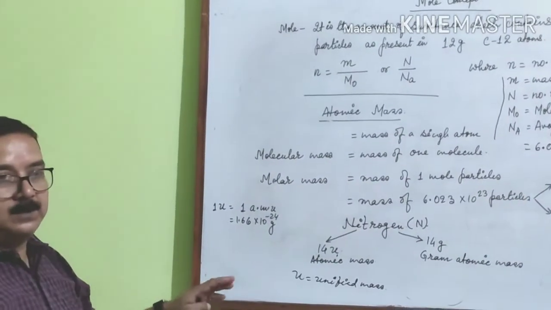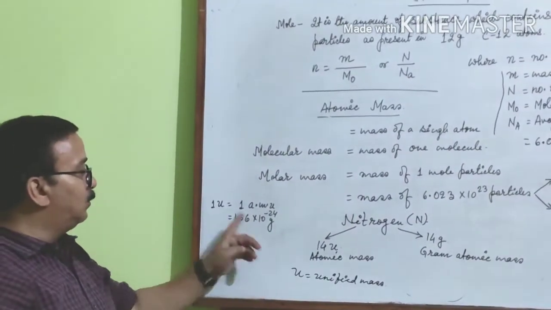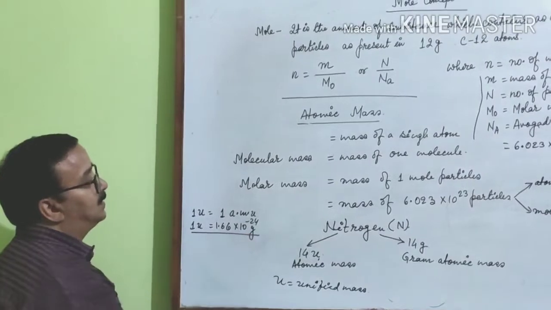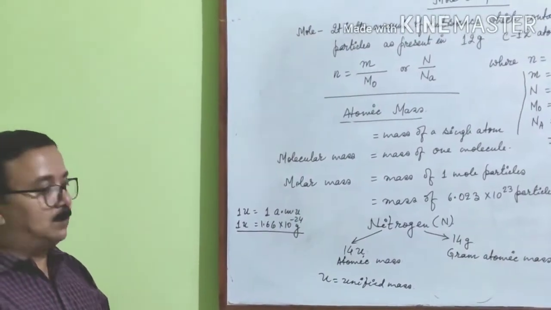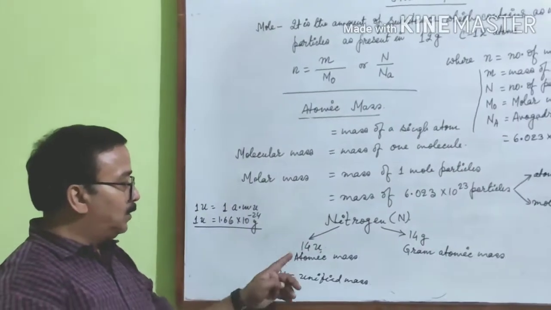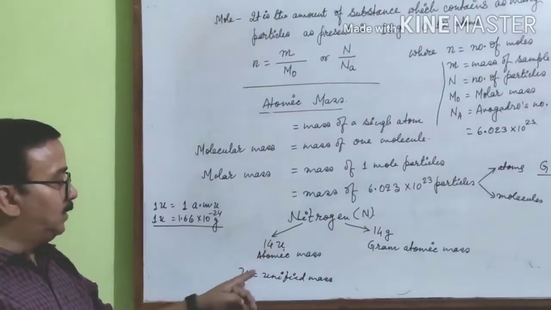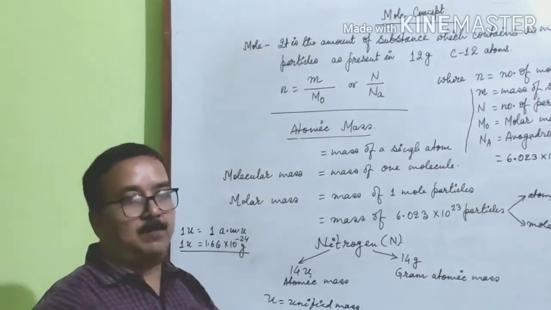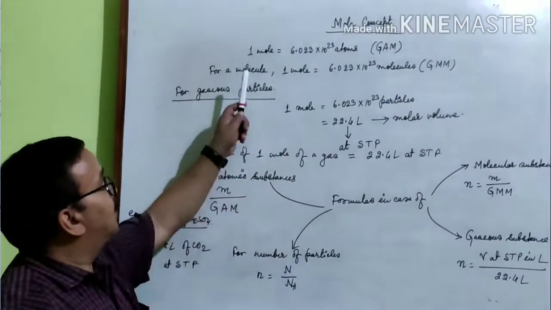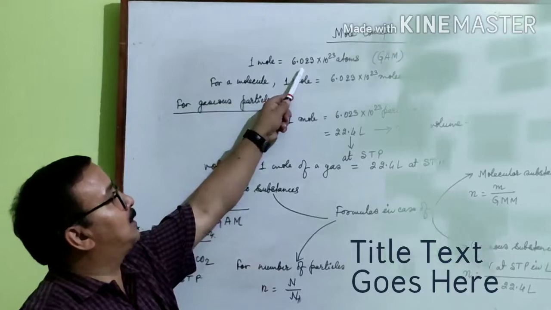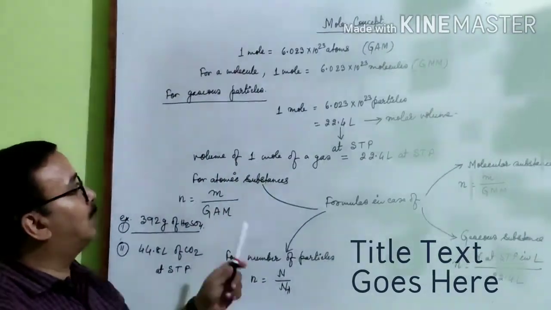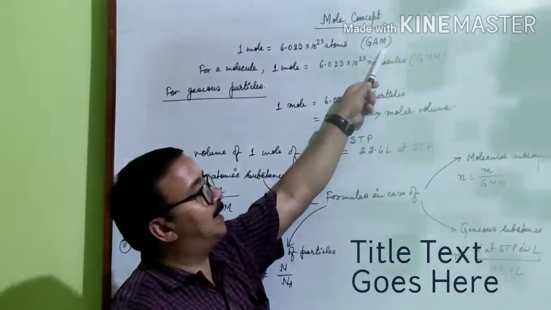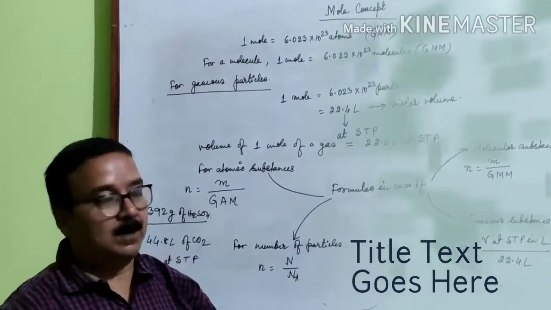If we have to convert U, that is unified mass, into gram, then always remember that 1 U is equal to 1.66 into 10 to the power minus 24 gram. So U represents the atomic mass. So 14 U is the atomic mass of nitrogen, and 14 gram is the gram atomic mass of nitrogen. Remember here that 1 mole is equal to 6.023 into 10 to the power 23 atoms, and for atoms we use GAM, that is gram atomic mass.